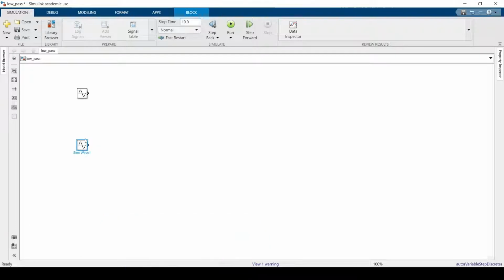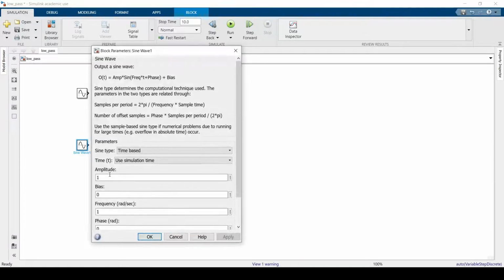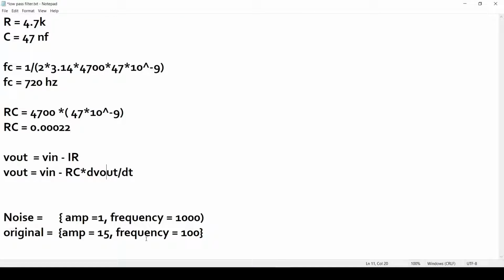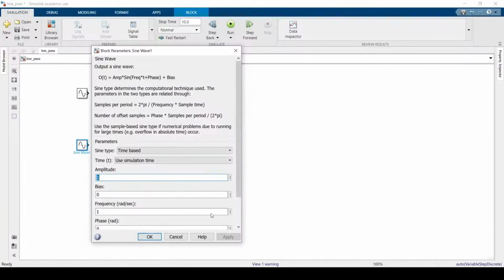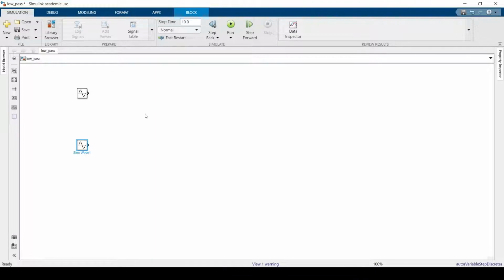To choose this wave, you double click the left side of the mouse. You will get the search option. What we have assumed is amplitude 15 and frequency 100. So let's take amplitude 15 and frequency 100. So we should get this as output whenever these two signals are mixed. Press OK. Okay, we are done with this.